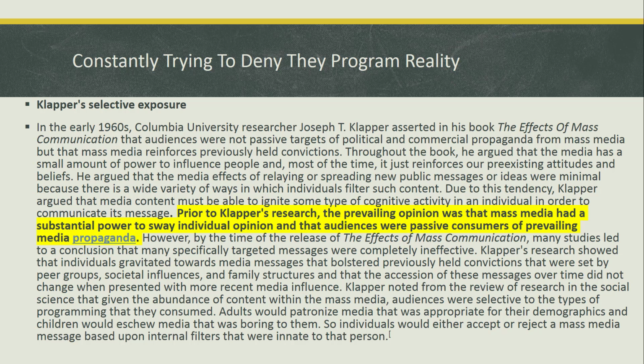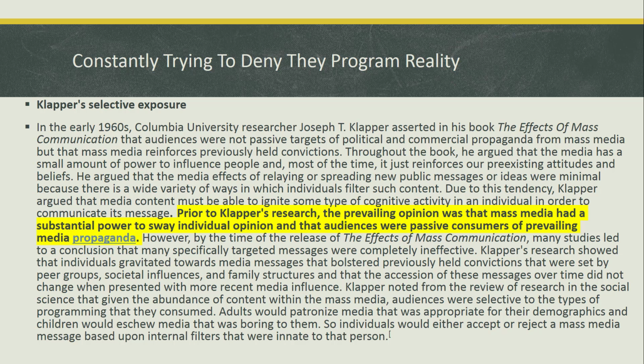Clapper's selective exposure. In the early 1960s, Columbia University researcher Joseph Clapper asserted in his book The Effects of Mass Communication that audiences were not passive targets of political and... Let me pause here. So this book, The Effects of Mass Communication, is what shifted the blame off of the media onto the viewer. As you watch how he shifts the blame here.